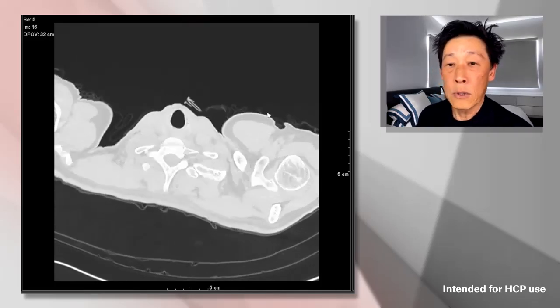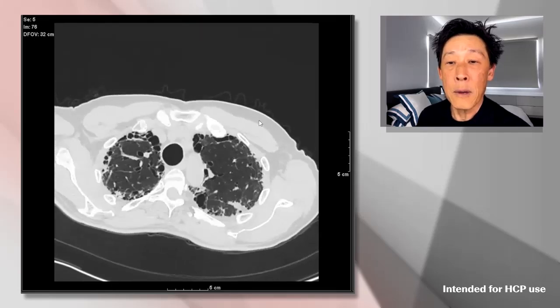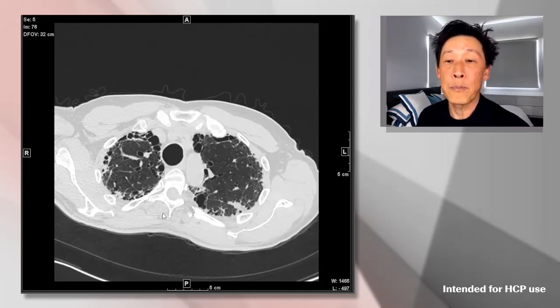I'm going to scroll down, and to orient you, we're here at the apices of both lungs. And right off the bat, we can see that whatever abnormality we see seems to favor the periphery of the lobes. Again, we can see that here. And by periphery, just to reiterate, we're talking about the outer 1 to 2 centimeters of the lobe.